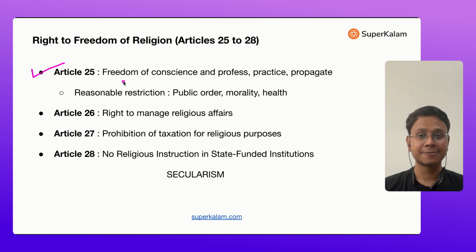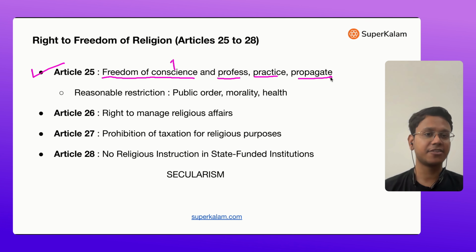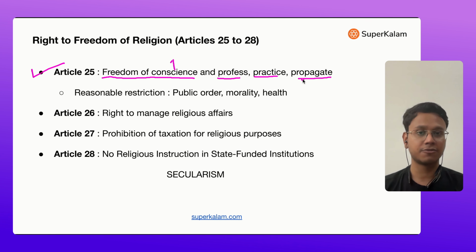What does it say? It says there shall be freedom of conscience. What does that mean? Through my inner feeling, I can decide which religion I have to follow and in what way I have to follow. No one can force me. I have that freedom. That is freedom of conscience. And the other part is the freedom to profess, practice, and propagate any religion. These are very important words whose meaning you should understand.